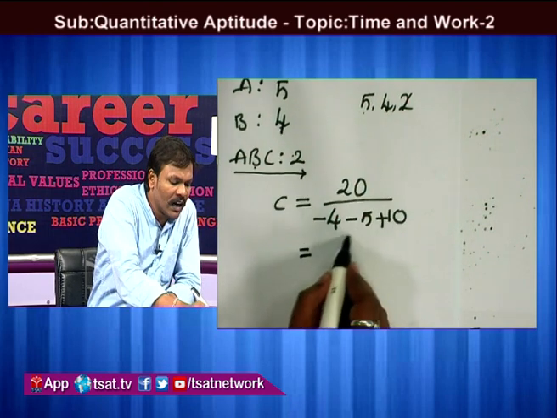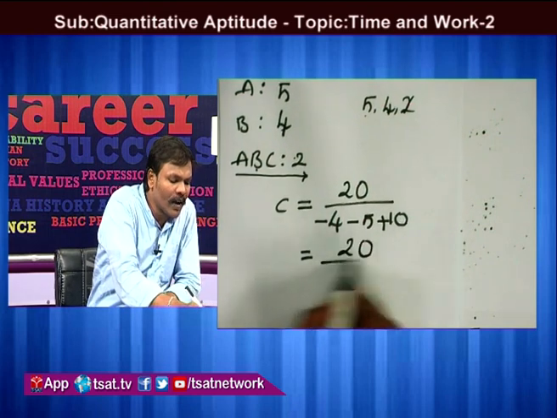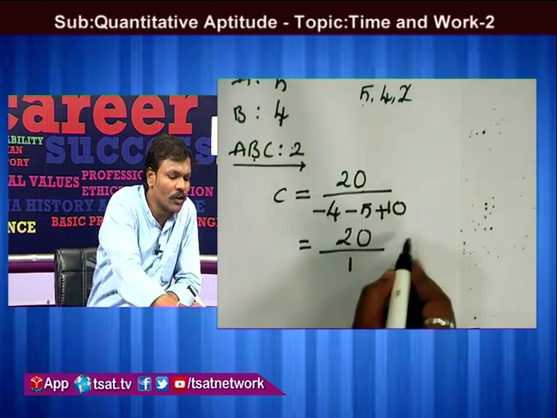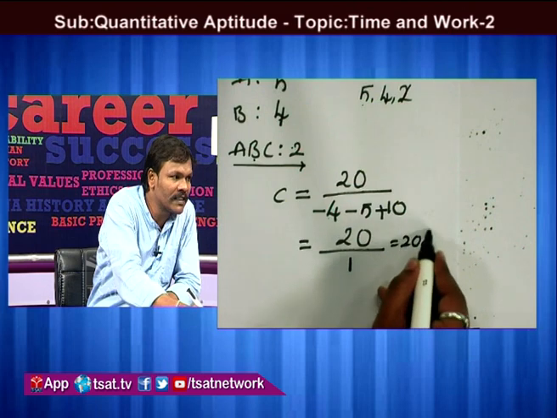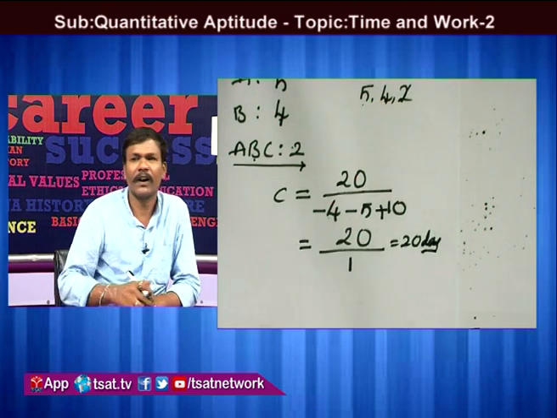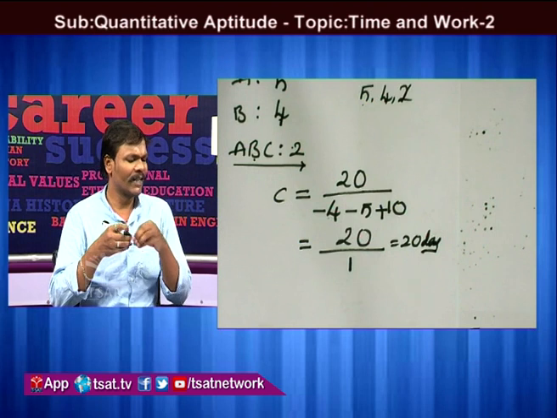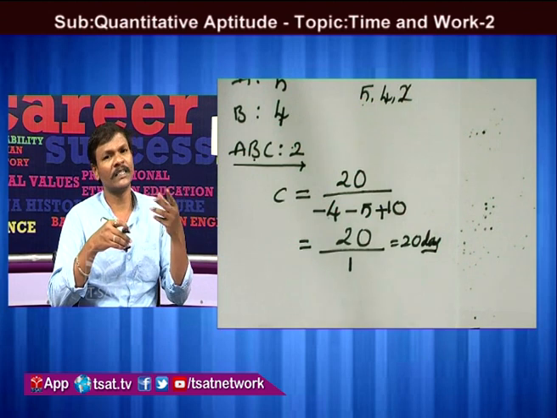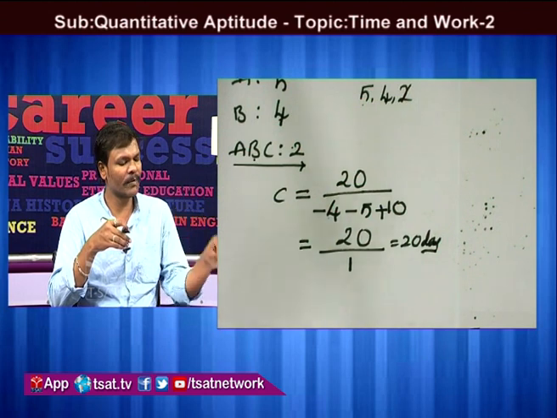So, that is 20 in the numerator. Now, 10 minus 9 is 1. So how many days? 20 days for the C alone. So it was very easy to solve by the single method. You have to find out the ABC together, and you have to find out the C alone also. So what is that method?